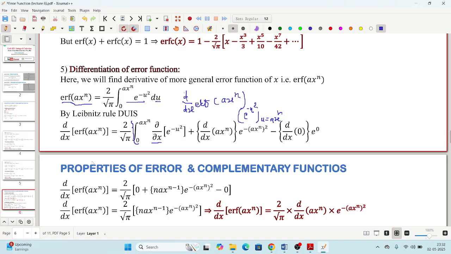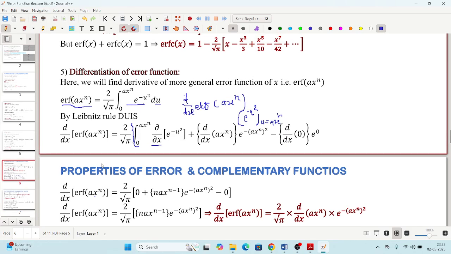What will be the changes? Now, instead of ax to the power n, it may be a square x square. So accordingly there are very minor changes in the definition itself. So accordingly the definition of an error function will be given to you, error function of ax to the power n. What will be the definition? This definition is 0 to, instead of ax to the power n, a square x square. But the integrand will remain the same.